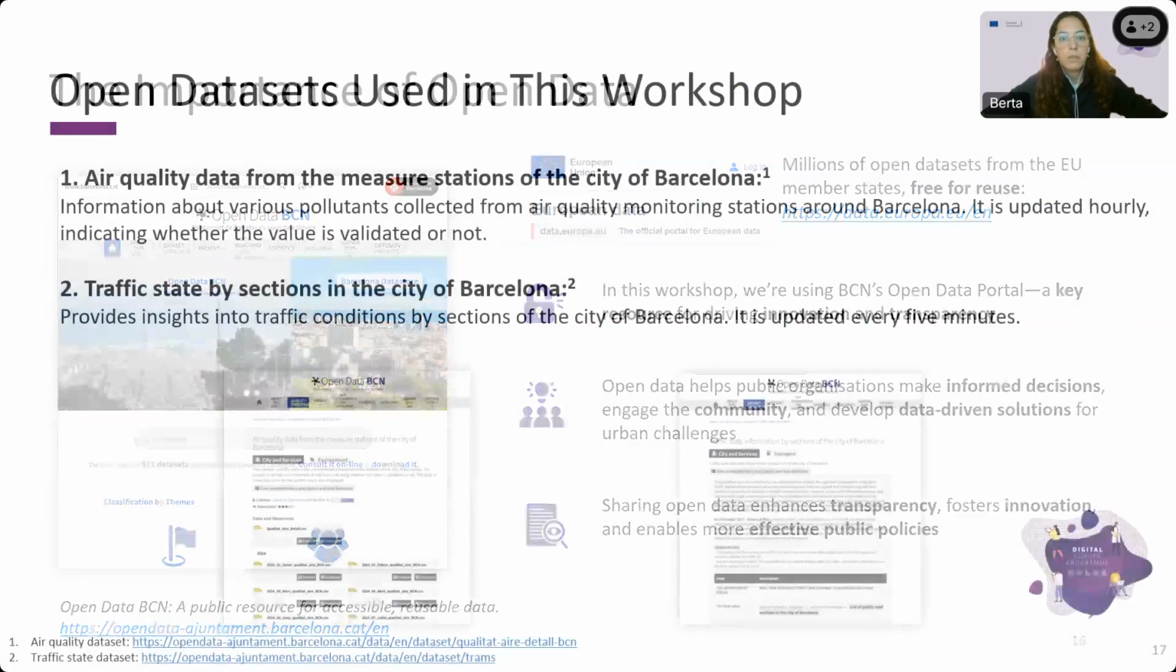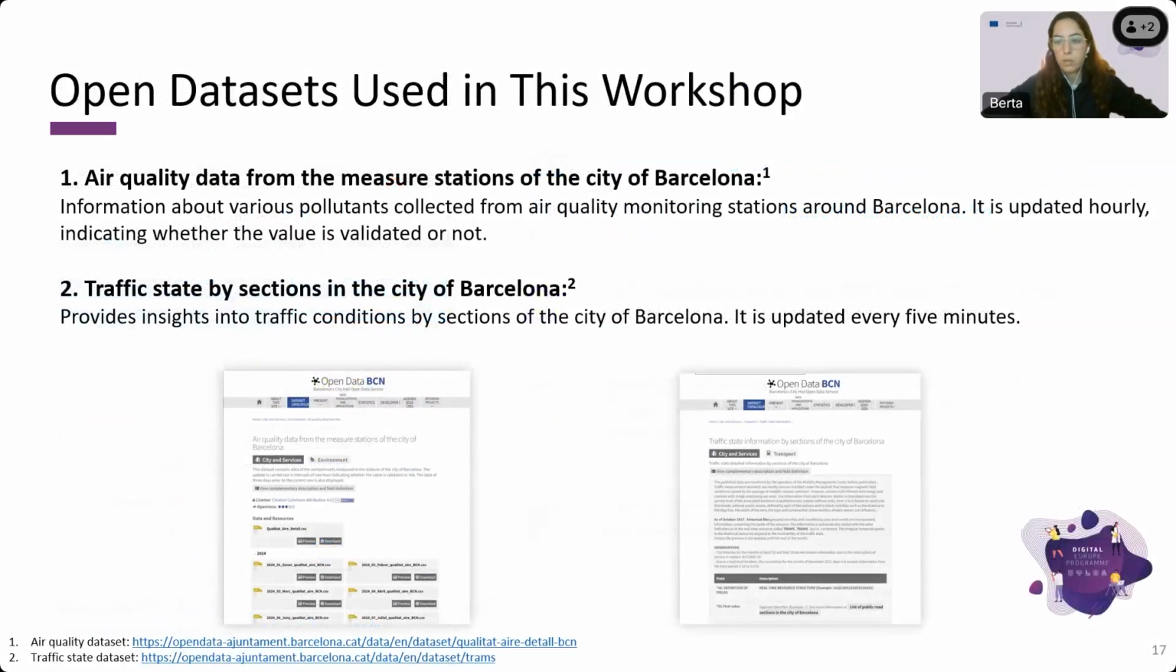In particular, for this workshop, we're going to be working with two main datasets. One is an air quality dataset, which includes information about various pollutants collected from air quality stations around Barcelona. This data is updated hourly, indicating whether the value shown is validated or not. The second dataset, which you can see here, is traffic data. This dataset provides insights into traffic conditions by sections of the city of Barcelona, and it's updated every 15 minutes, I believe.